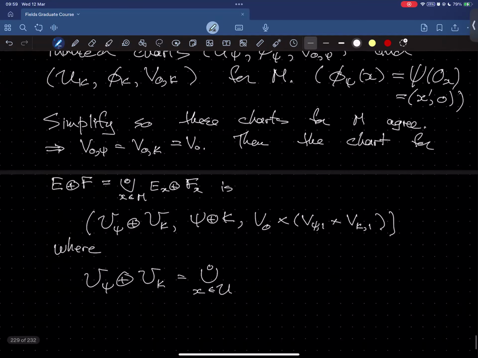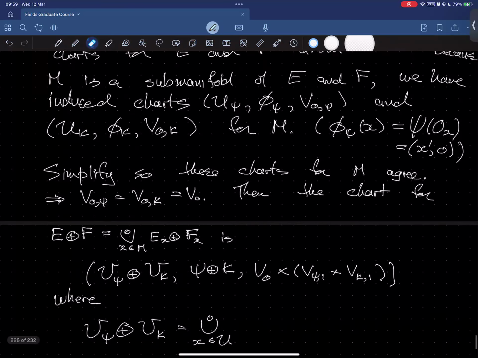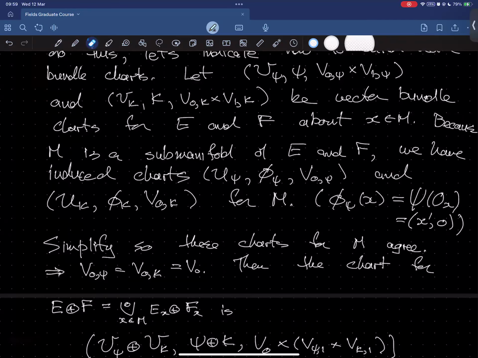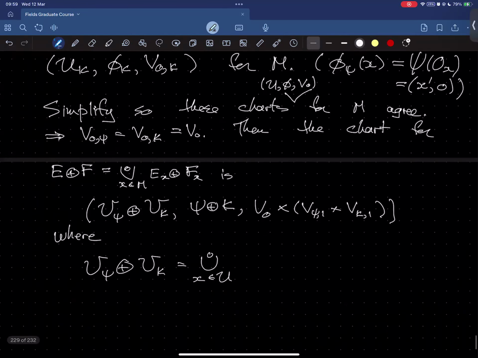Okay. So U is equal to — oh, sorry. There's a piece of notation that I should have introduced up here. Apologies. I'm going to write these charts here as U, V, phi 0. These are the charts for M induced by the charts for E and F. So that's what U is.